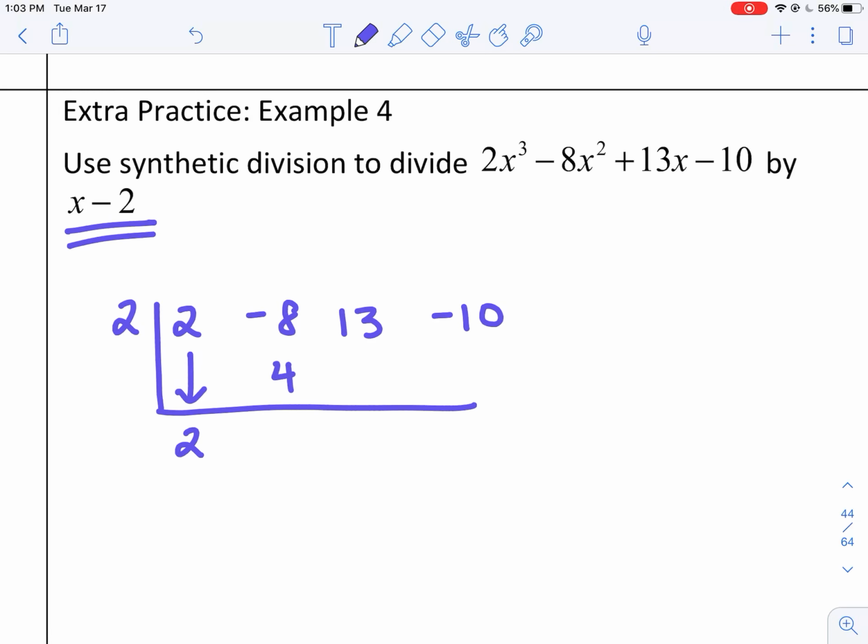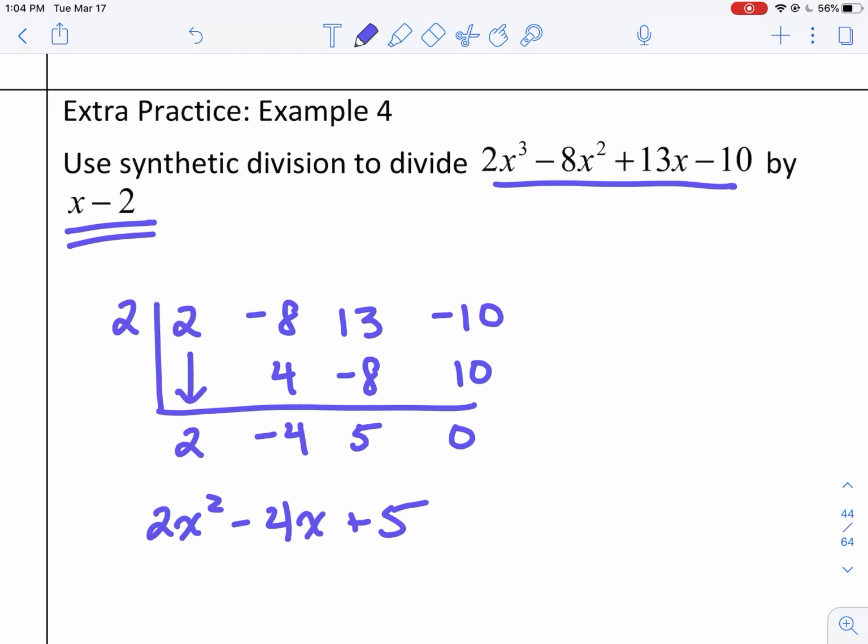2 times 2 is 4. Great. Add down, I get negative 4. Multiply, I get negative 8. Add down, I get 5. 5 times 2, positive 10. Add down, I get a remainder of 0. And so now I have 2x squared minus 4x plus 5. That's the quotient when I divided my polynomial by my factor, x minus 2.